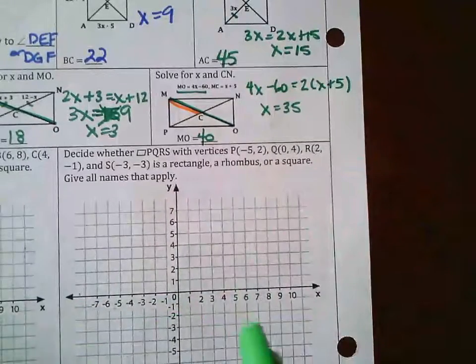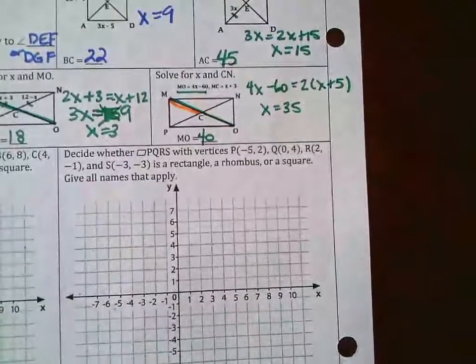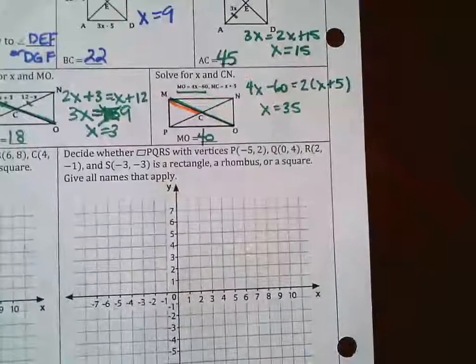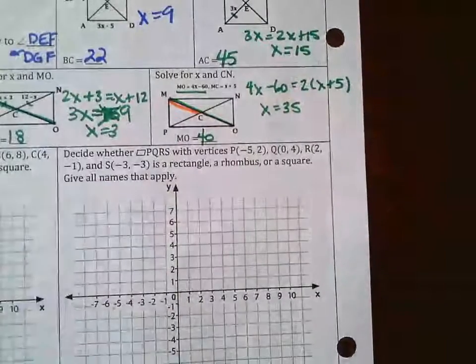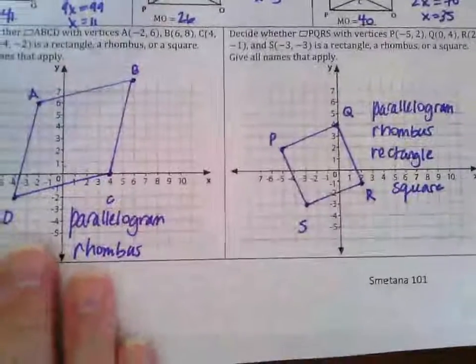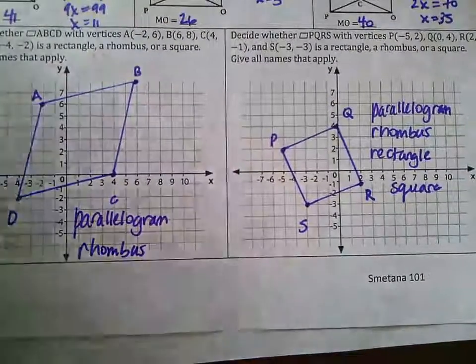And like I said, I'm going to skip these 2 examples, but I can show them to you real quick, just so that you have them if you want them, but I'm going to actually skip them. So you have a parallelogram rhombus, and you have a parallelogram rhombus rectangle square. Those are the last 2 examples on this.